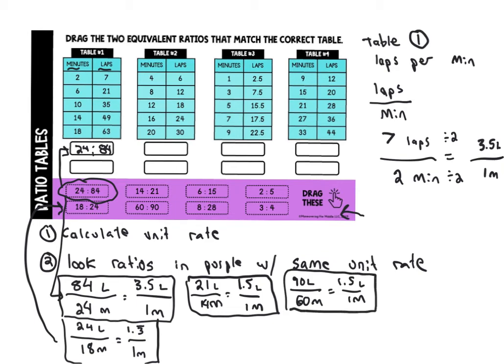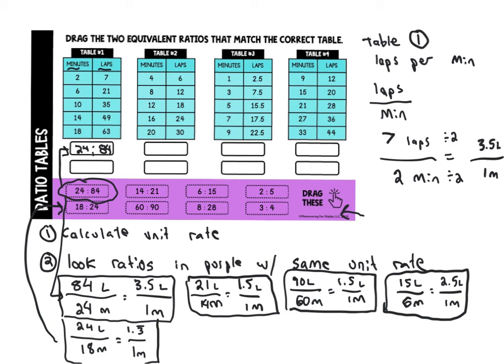I'll do 15 laps per 6 minutes. So 15 divided by 6 is 2.5 laps per 1 minute. So again, that one doesn't fit. But you can see we're going to start finding, once you have all of these unit rates, you'll be able to find it pretty easily. I'll do one more, just until we find the other one that matches this.